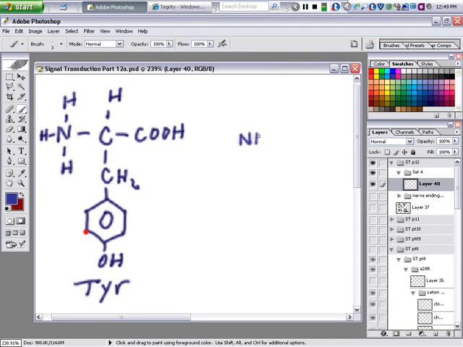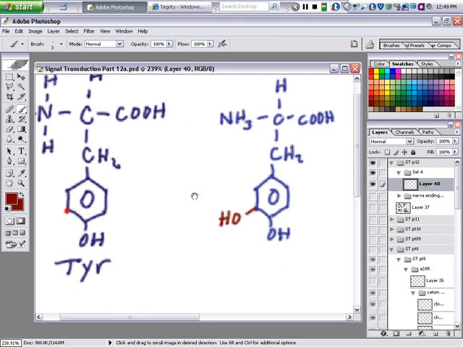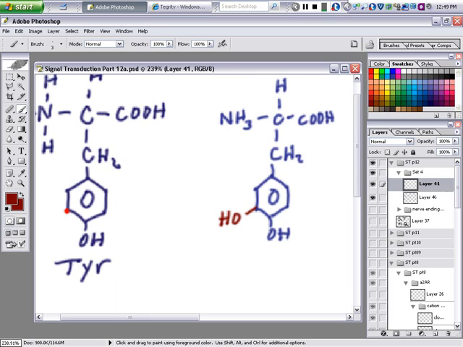I'm just going to put NH3, CH, COOH, CH2, OH and our new OH. When you add the hydroxyl group, the enzyme that does this is tyrosine hydroxylase. And I'm not going to put the whole name of it. Tyrosine hydroxylase.